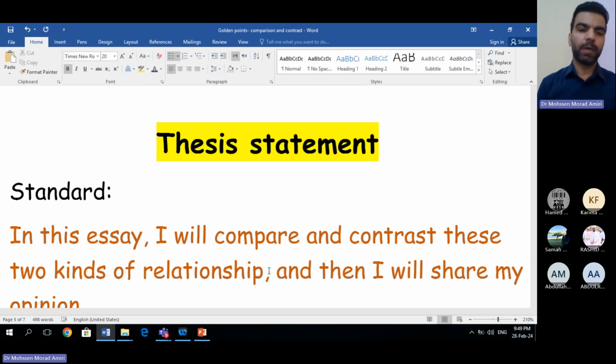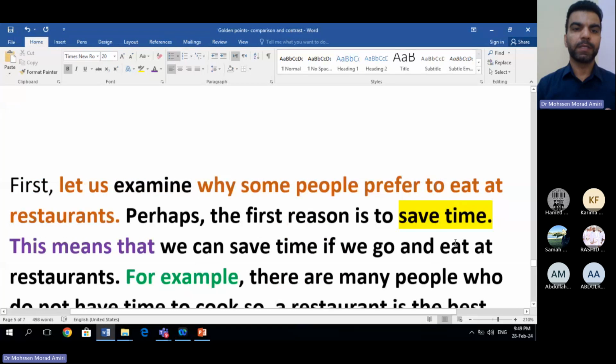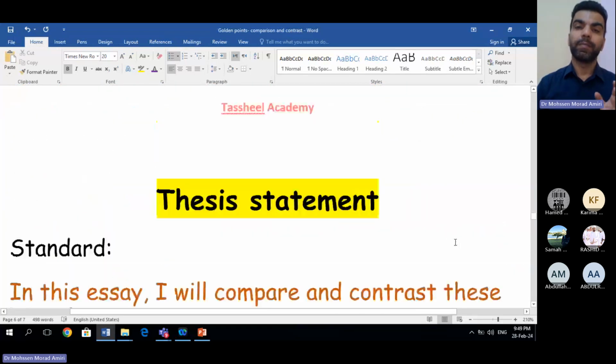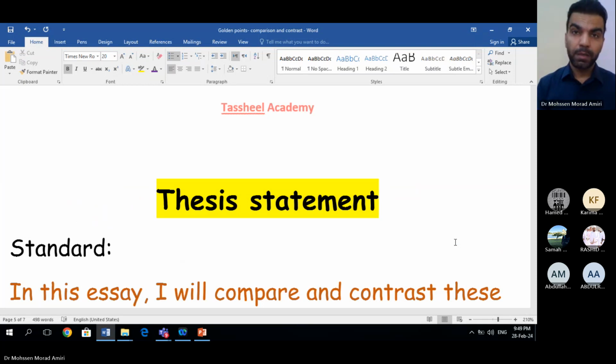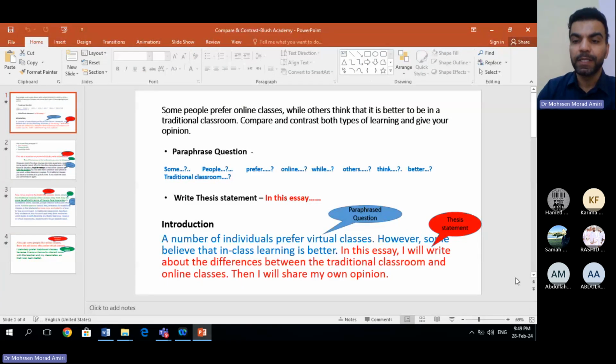Then, as you know, Shabab, in comparison and contrast, we always have the introduction. Right? Introduction. In the introduction, I'll show you. For example, this is your topic. I'll show you.